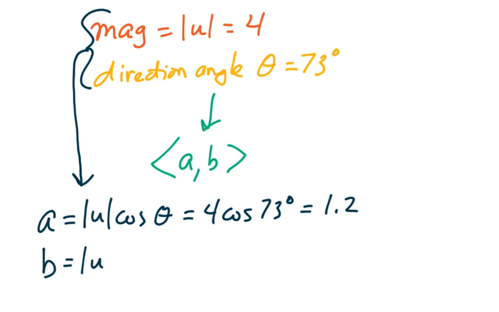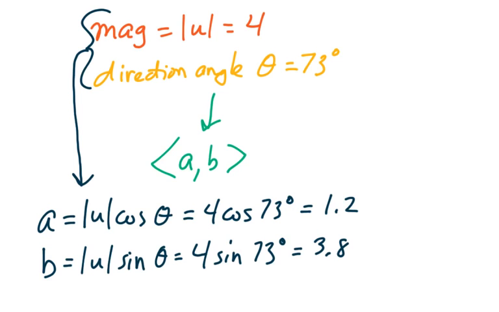How about b? The formula is the magnitude of the vector times the sine of the direction angle. Magnitude was 4, sine of direction angle was 73 degrees. Same steps. And as you do these more and more in the calculator, you can just cut and paste your steps and it'll do it for you. I get about 3.8. So my final vector, given these 2 pieces of info in component form, is the vector 1.2, 3.8.